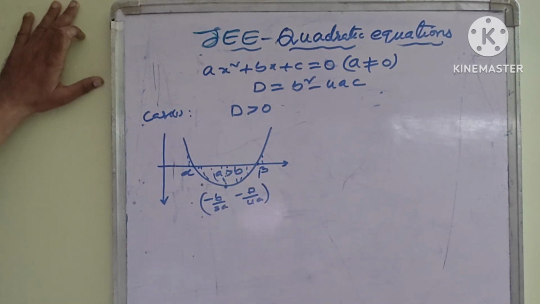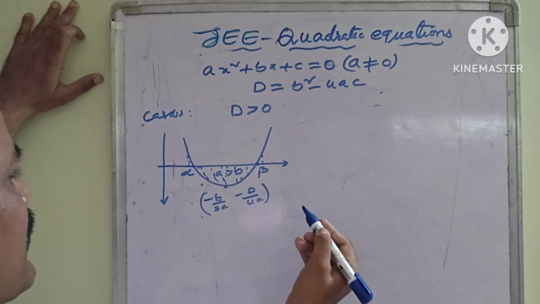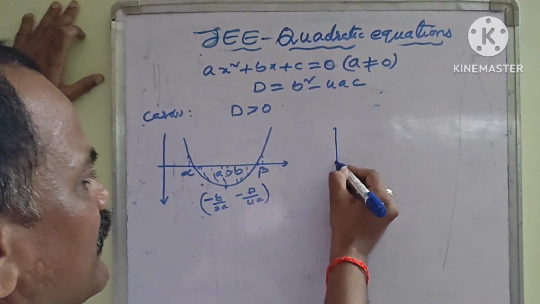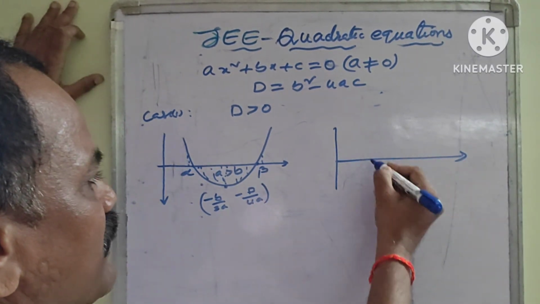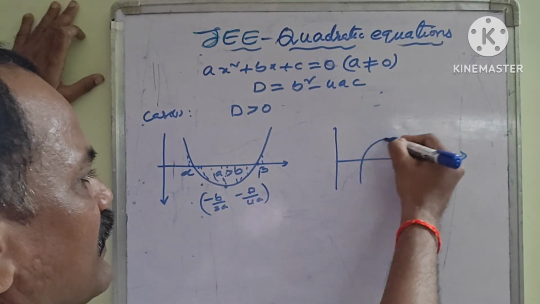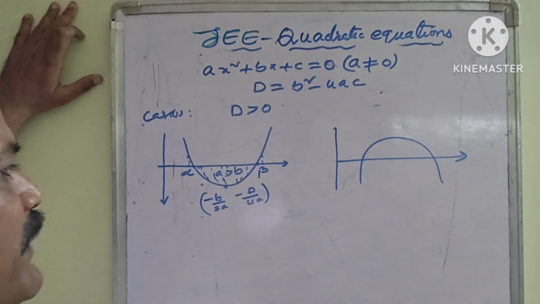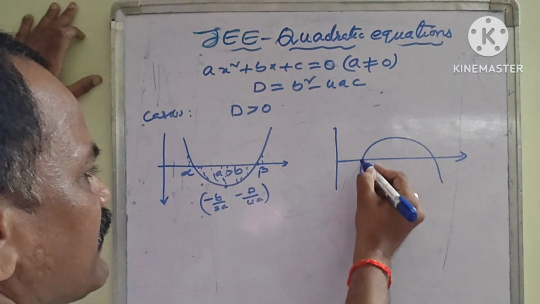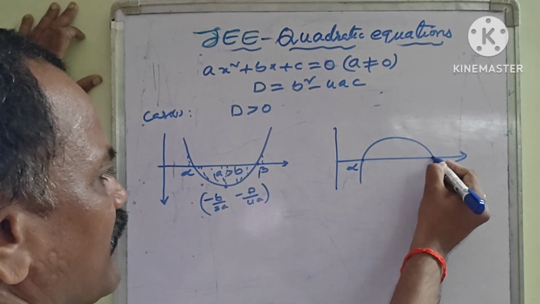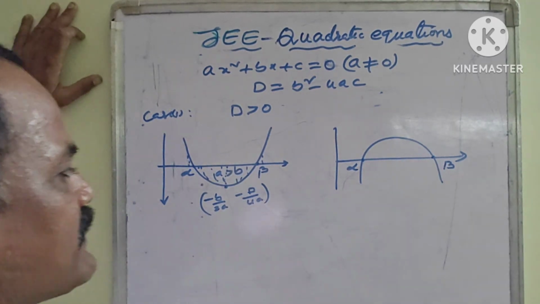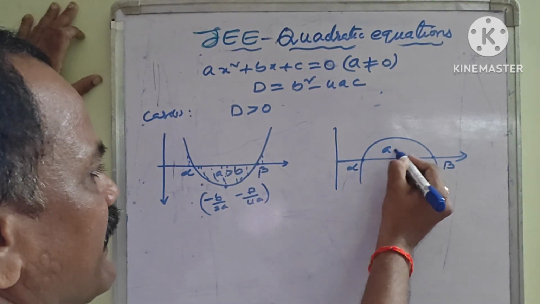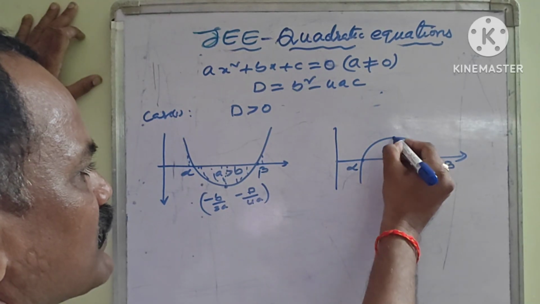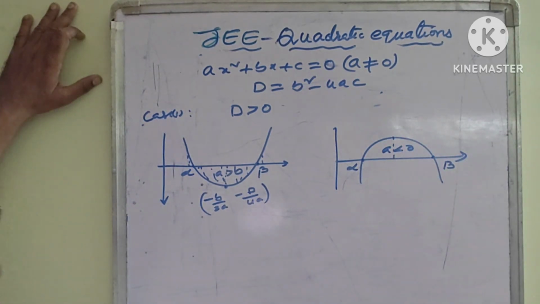Now here a is greater than 0. Now here a is less than 0. Now this is the parabola, which intersects the x-axis at alpha and beta. Now here a is less than 0, so this is also the vertex.